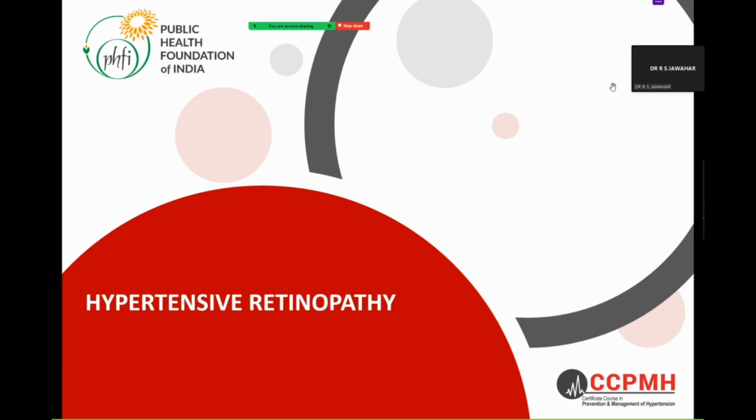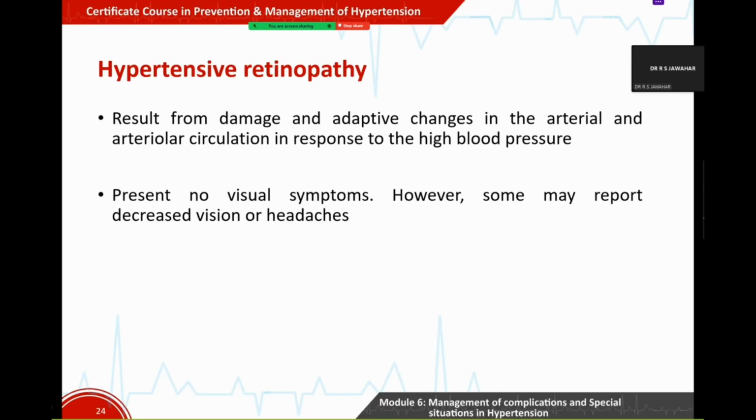So for the next few minutes we'll be talking about hypertensive retinopathy. This results from the damage and the adaptive changes in the arterial and arteriolar circulation in response to high blood pressure. There are no visual symptoms. Some may report decreased vision or headaches.